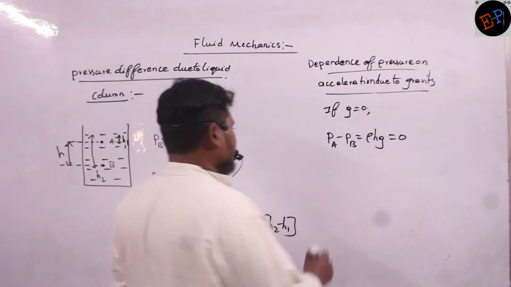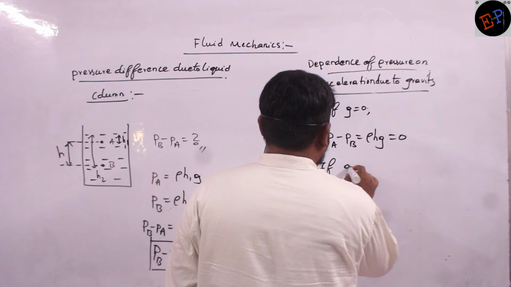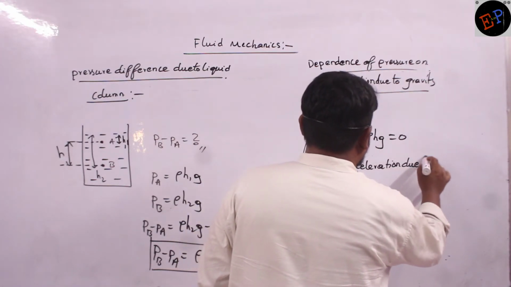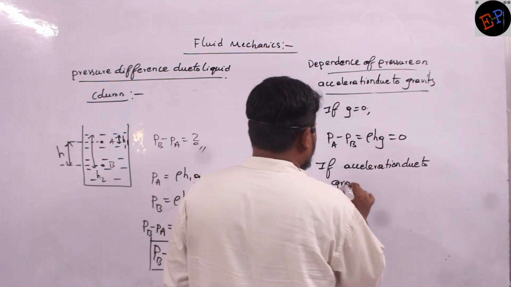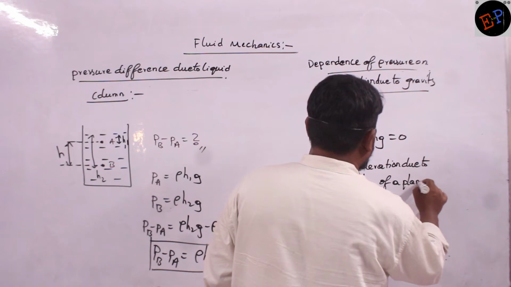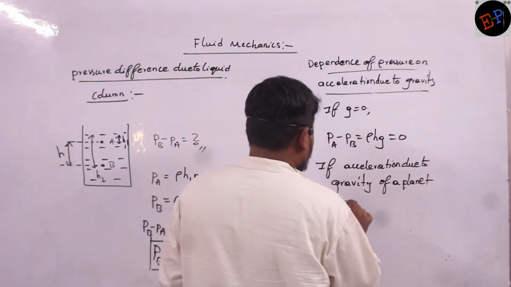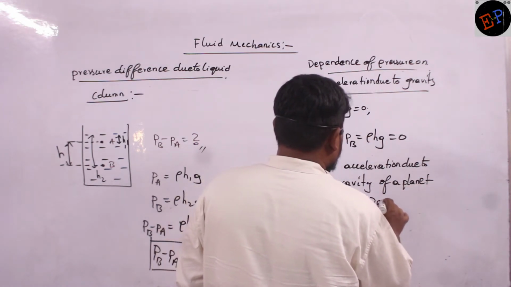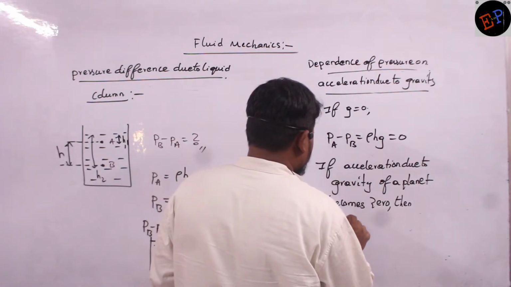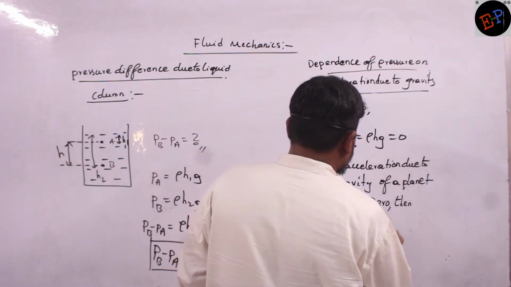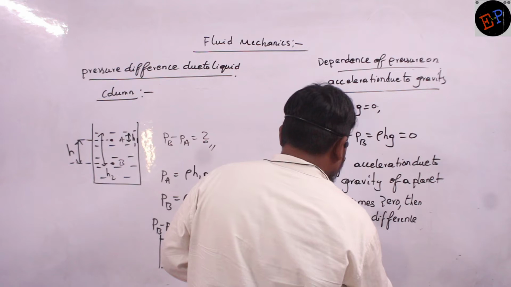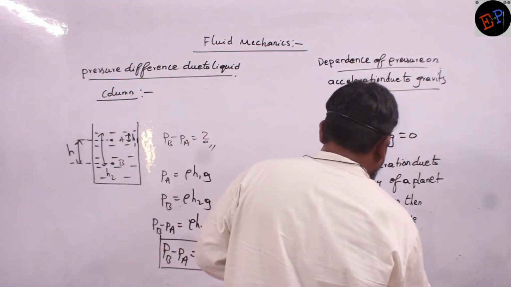So therefore, if the acceleration due to gravity of a planet becomes 0, then the pressure difference will become 0.